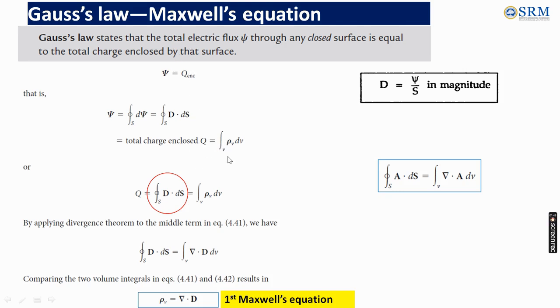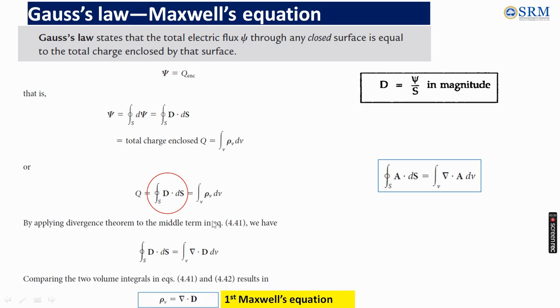The charge enclosed, I can write in terms of the volume charge density rho v into dv. So I am taking the last three expressions in this equation: Q is equal to the closed surface integral of D dot dS, which is equal to the volume integral of rho v dv. I am taking the middle term and applying the divergence theorem here. What the divergence theorem states is that I can replace the surface integral of a vector field by the volume integral of the divergence of the same vector. So instead of a general vector, I am replacing it with the electric flux density.